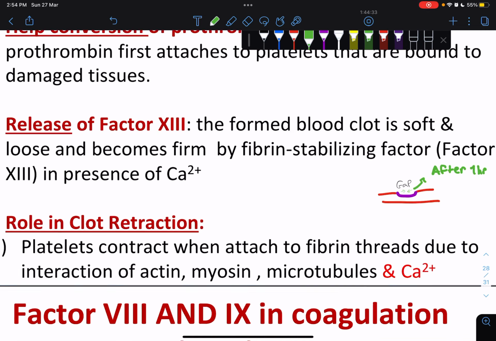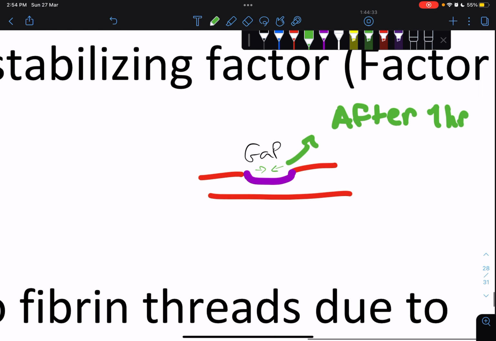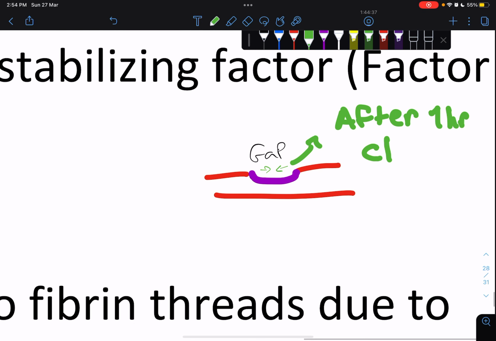It retracts. It contracts because there are some proteins present here. Okay? Actin, myosin, and some microtubules and calcium are present in the platelets. And the platelets change their shape.